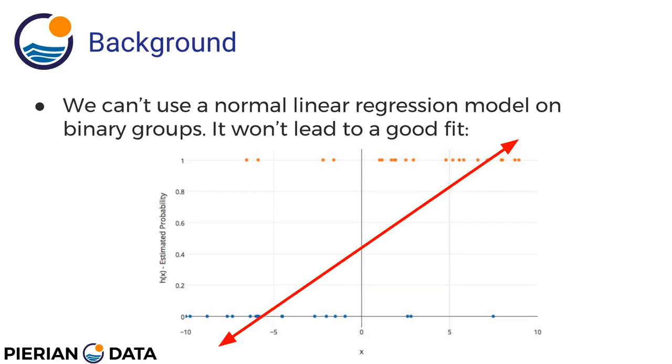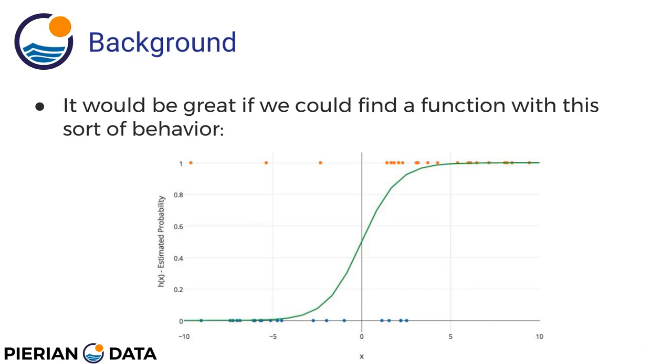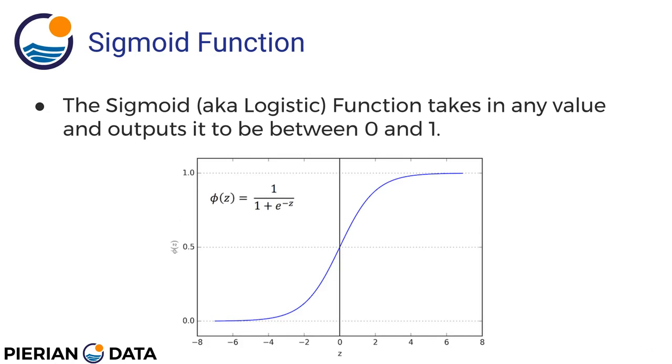Now we can't use a normal linear regression model on binary groups. It won't lead to a good fit. You can see here that we just don't fit to many of the points. We need a function that will fit binary categorical data. And it would be great if we could find a function with this sort of behavior, something like this that tries its best to match up to the different sides of the y-axis. Luckily for us, there is such a function.